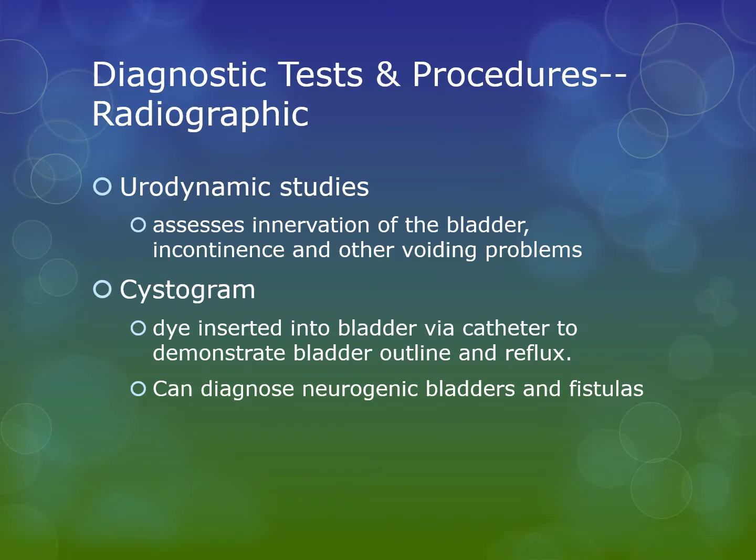And now we're just going to get into some odds and ends here. Other studies that we can do: urodynamics are a big deal in urology right now, especially with the baby boomer population, definitely going over that 60 and into the 70-year-old mark. Urodynamic studies are done to assess innervation of the bladder and incontinence issues. Also some other voiding problems, but it's used a lot for incontinence.